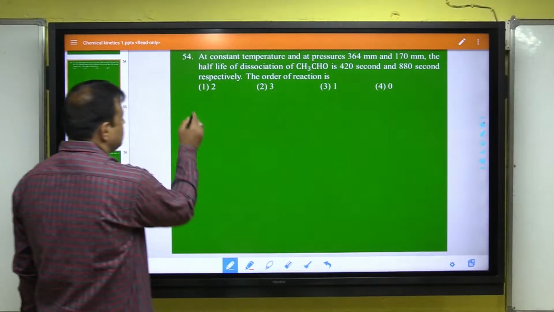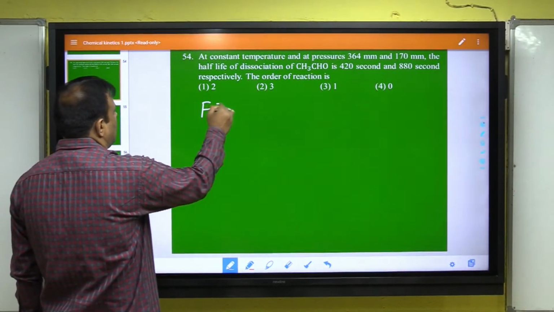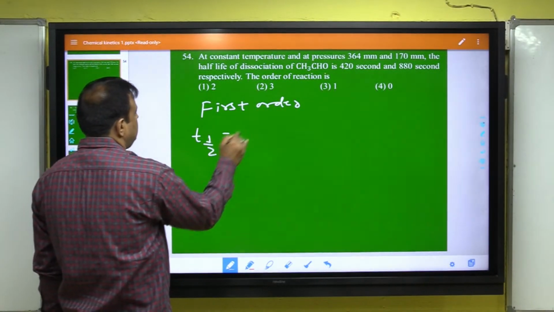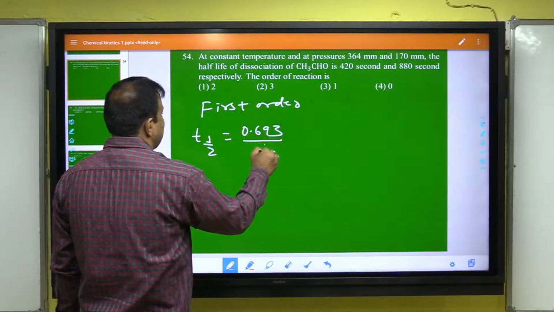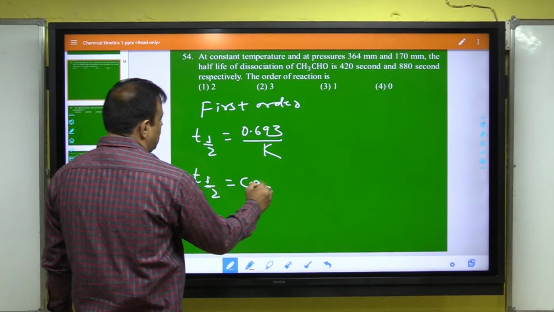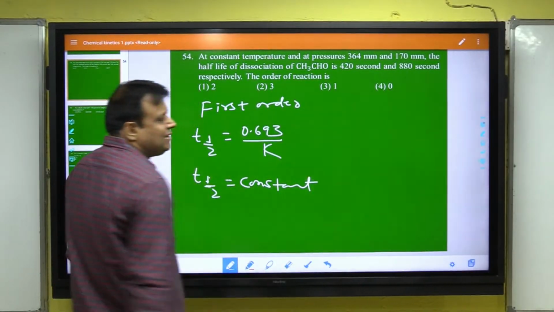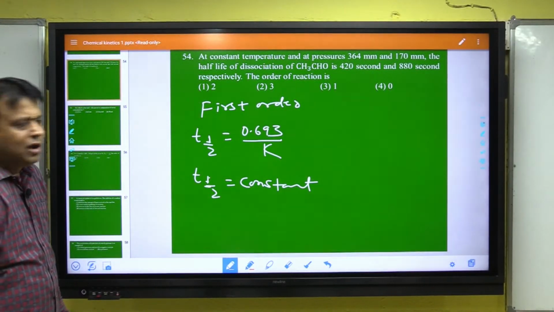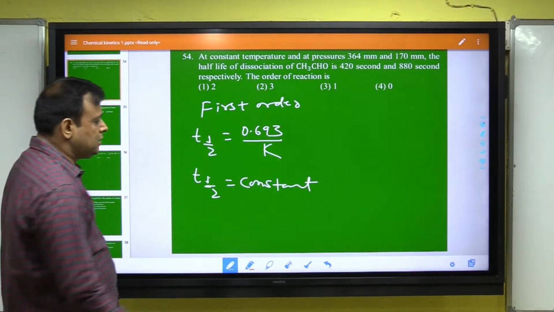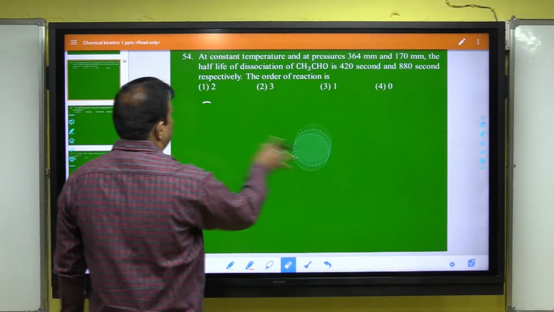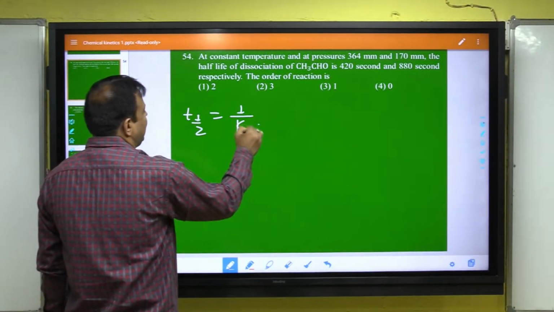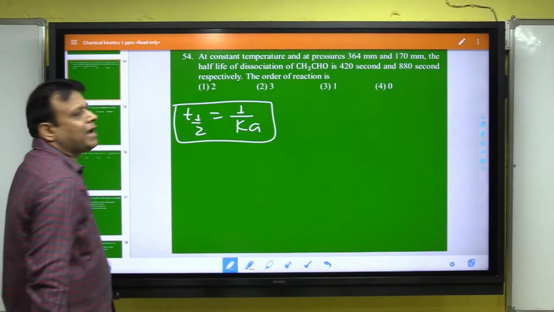Second order. First order. First order, T half is equal to 0.693 by K. T half is equal to constant. That means independent from conc. Always independent from conc. In first order, half life always constant. Now, second order, look at both. T half is equal to 1 by K. It is formula of half life of second order.